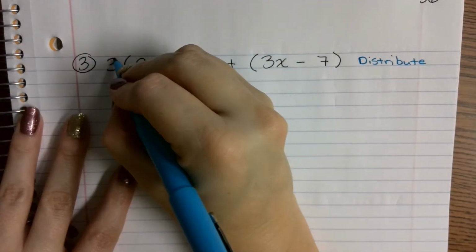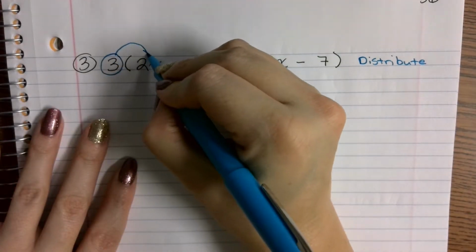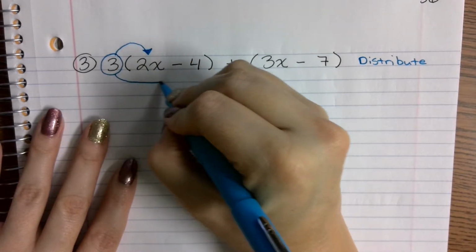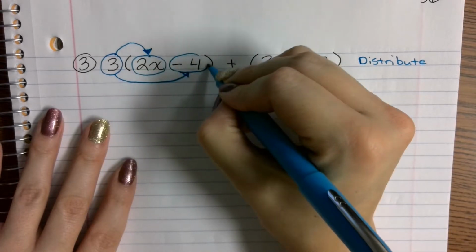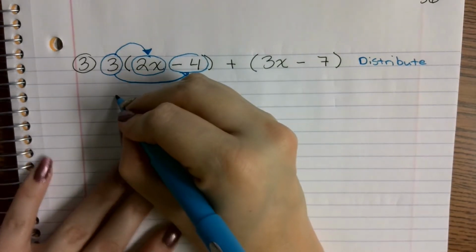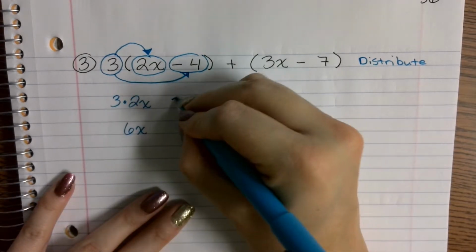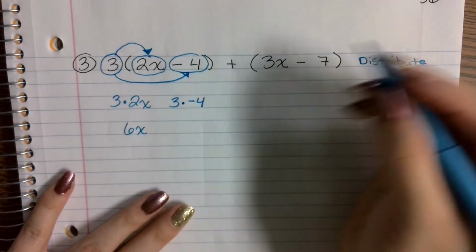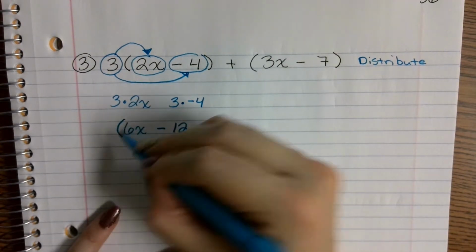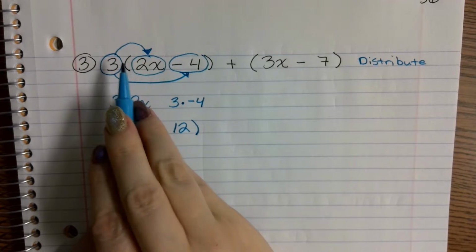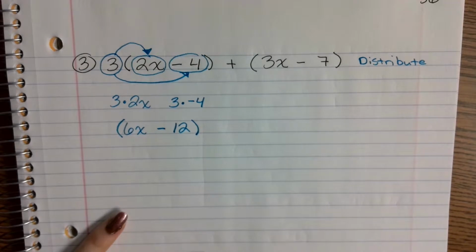So we're going to take that 3 and distribute it to the 2x and to the negative 4. So we're doing 3 times 2x and 3 times negative 4. What's 3 times 2x? 6x, good. What's 3 times negative 4? Negative 12. So this now becomes 6x minus 12.